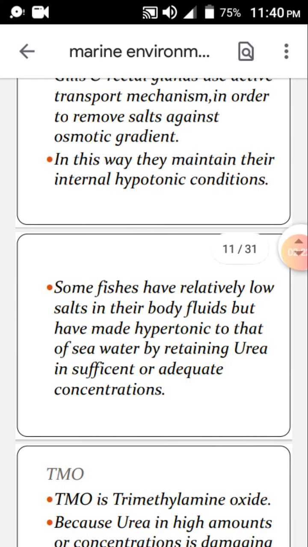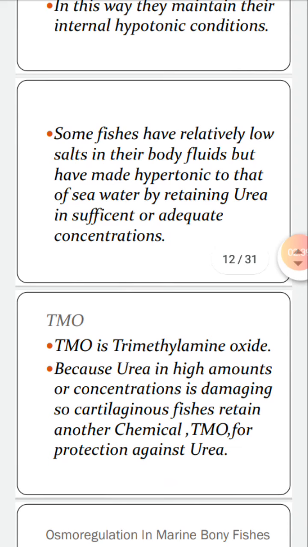Some fish have relatively low salts in their body fluids, but they have made them hypertonic as compared to seawater by retaining urea in sufficient, adequate concentrations. What is TMO? TMO stands for trimethylamine oxide. Because urea in high concentrations is damaging, cartilaginous fish retain another chemical called TMO for their protection. The purpose of retaining TMO is protection against urea.